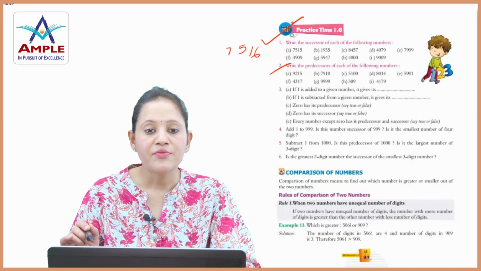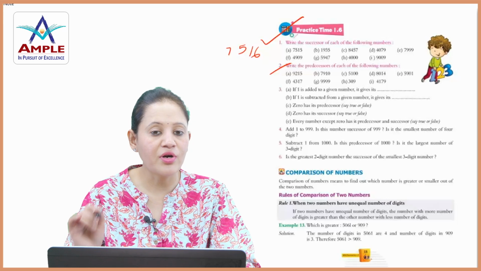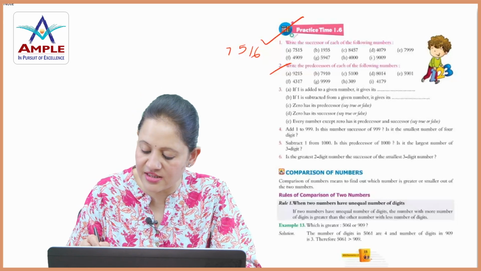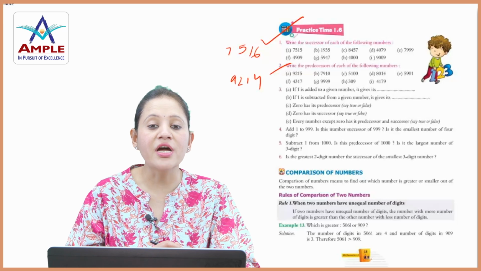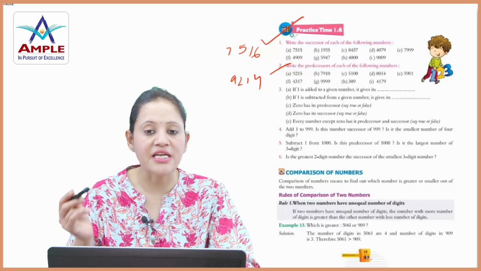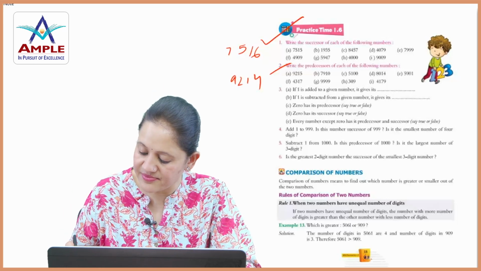So, 9215. What will be the predecessor? 9214. Clear? Next, if 1 is added to the given number, it gives its successor.